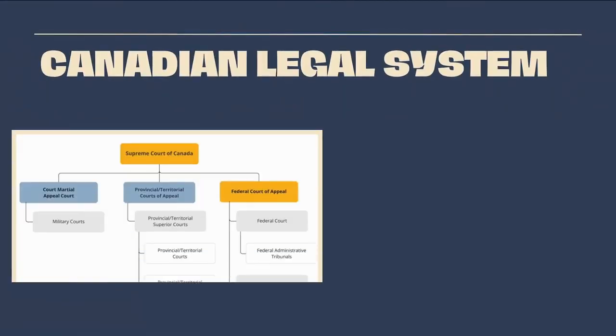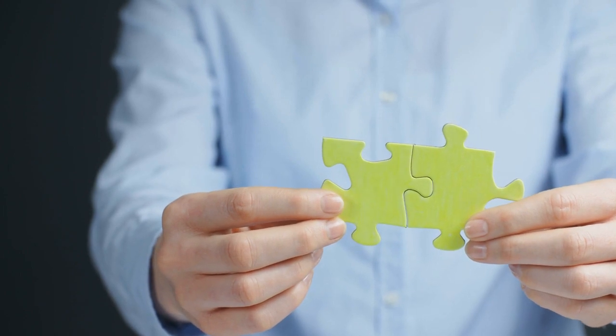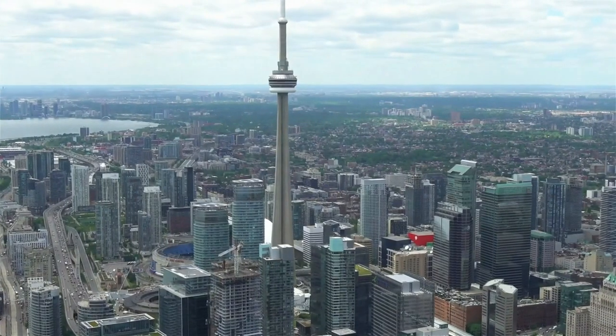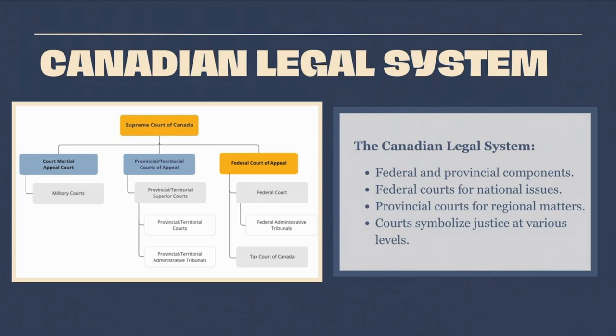Canada's legal system is a well-structured puzzle with both federal and provincial pieces. Federal court deals with issues that affect the whole country, while provincial courts handle matters specific to each province or territory. Imagine Canada as a map, with different court symbols representing the various levels of courts across the nation. This system ensures that justice is served at both national and regional levels.